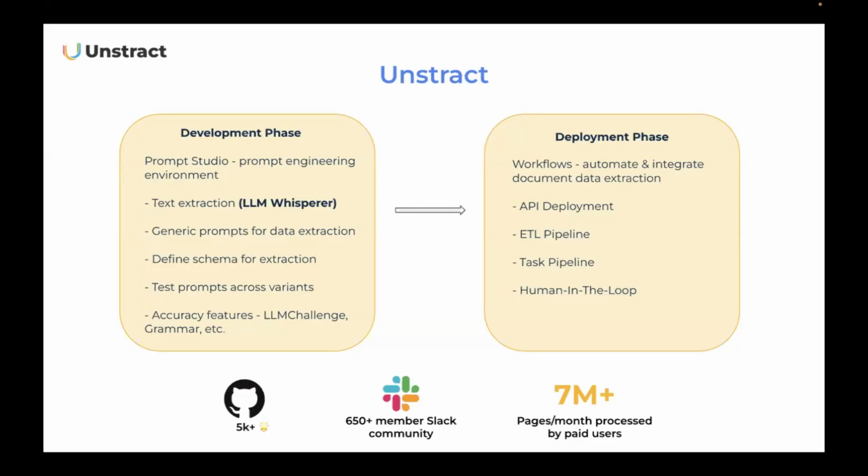Now, depending on your use case, you can also avail LLMWhisperer as a standalone solution. Once you extract the raw text from your document or pre-process your document, you can define the prompts for data extraction and also test these prompts across multiple document variants within the Prompt Studio. This is where you can also check out the performance of the various accuracy enablers we have, like LLM-Challenge or Grammar, and we'll come to this in a little while.